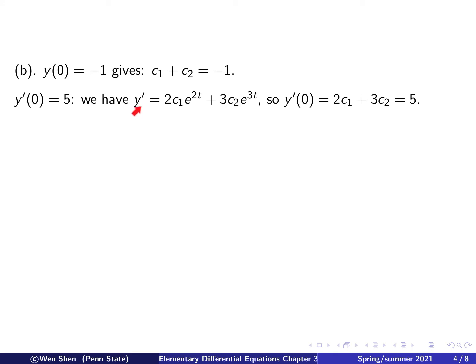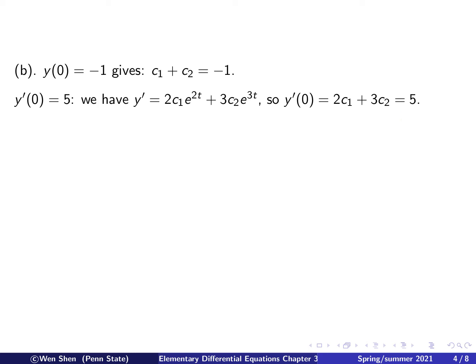So let's compute y'. If you differentiate this term, you get an extra 2 in the front. And the second term, differentiate e to the 3t, you get a factor of 3 in the front. So that's the y'. And now set t to be 0 here. y'(0) will be, this is 1 and this is 1. So it's 2C1 plus 3C2 equals 5.